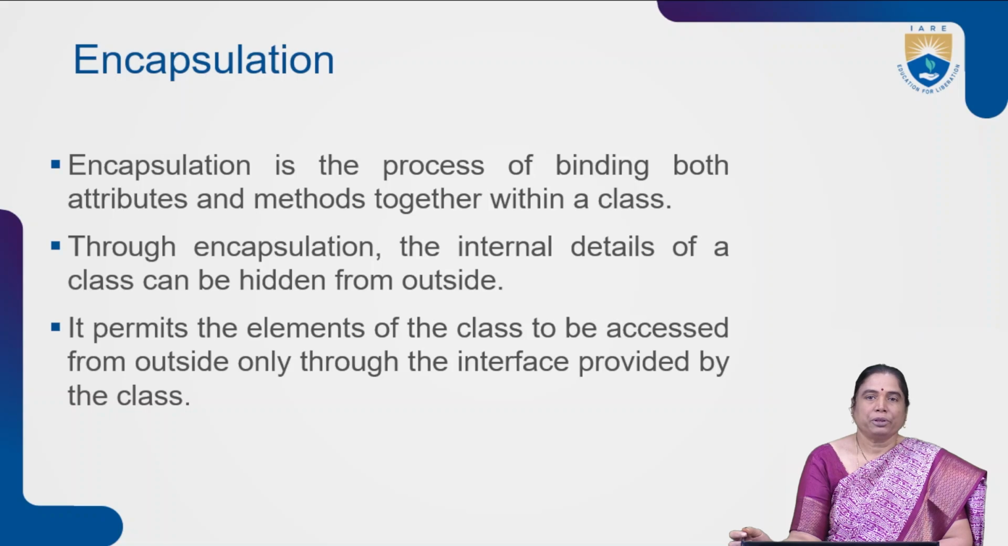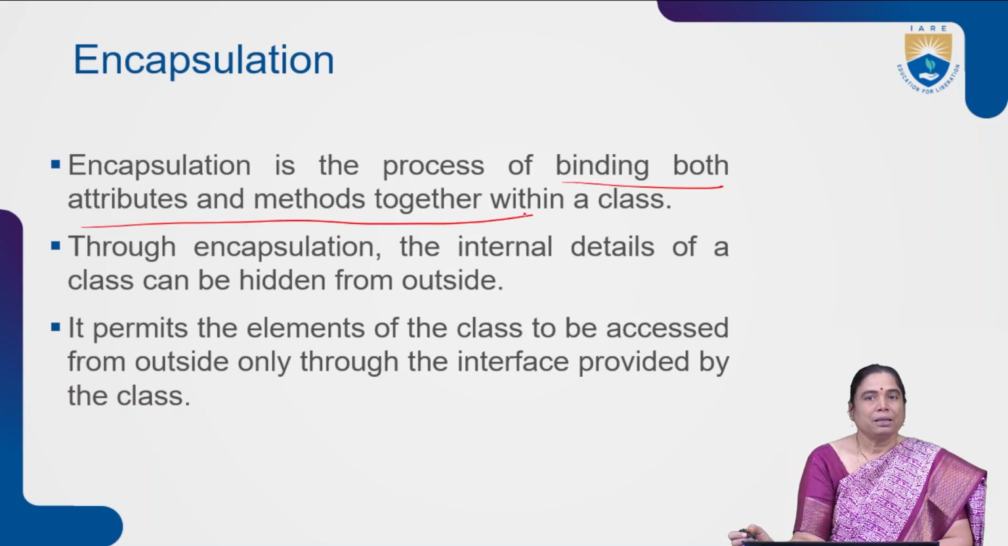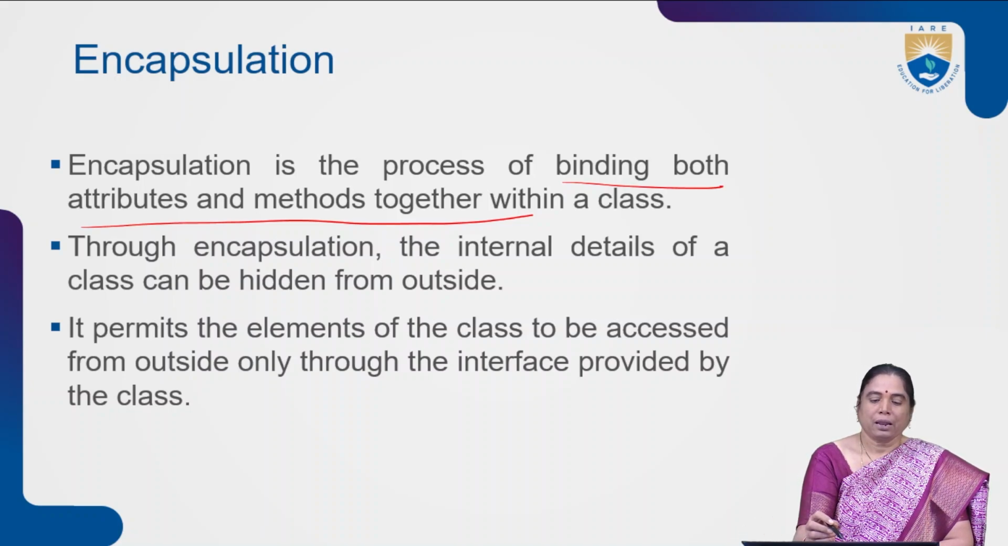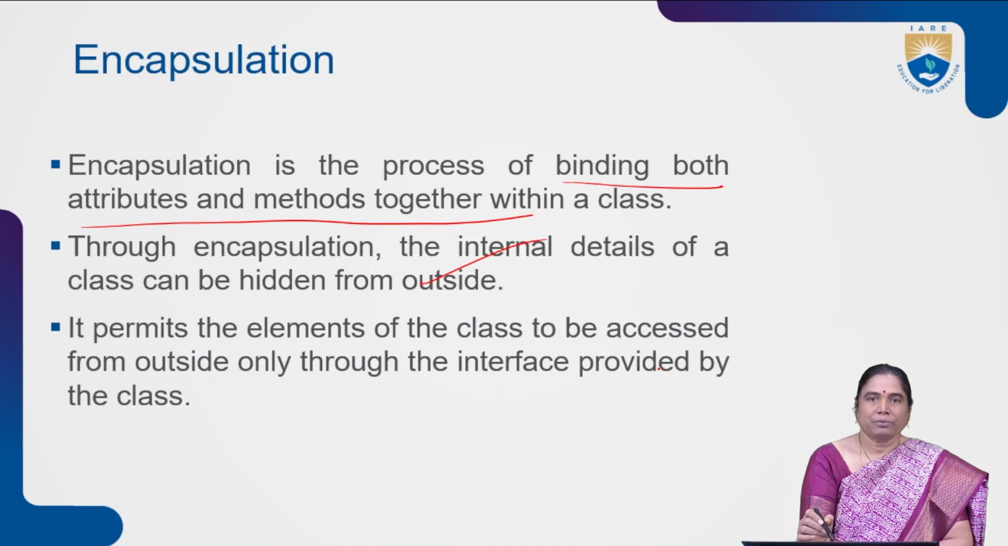The next object-oriented principle is encapsulation. It is the process of binding both attributes and methods together within a class. Through encapsulation, internal details of the class are hidden from the outside world through access specifiers. It permits the elements of the class to be accessed from outside only through the interface provided by the class.